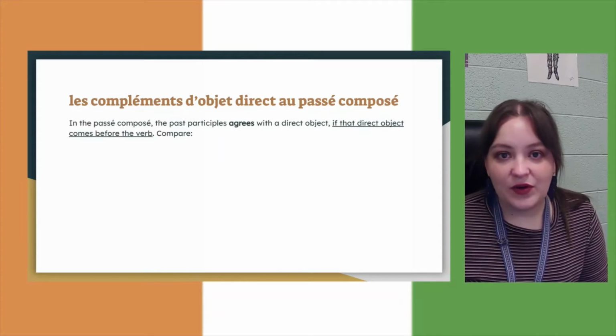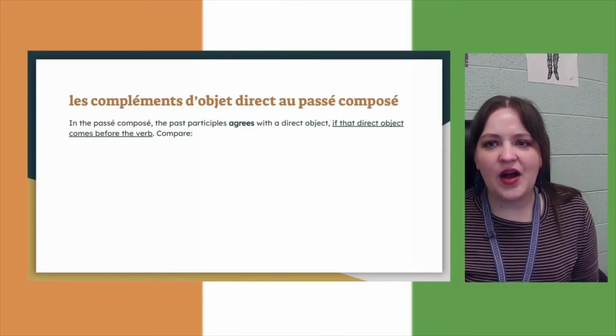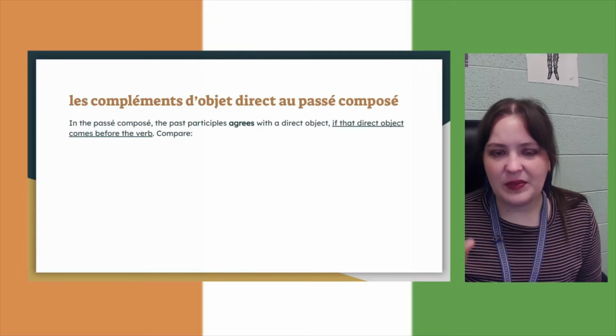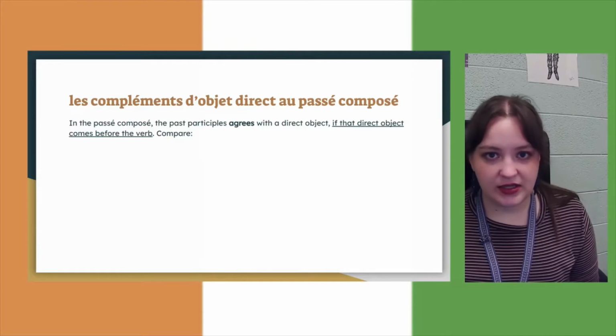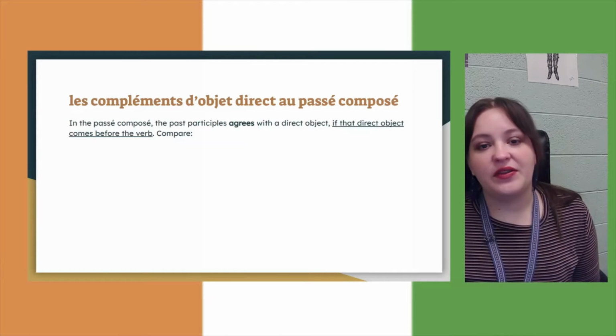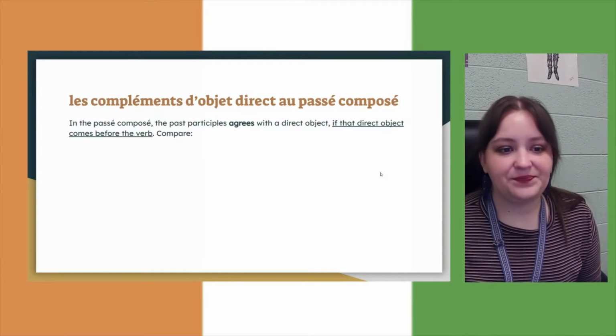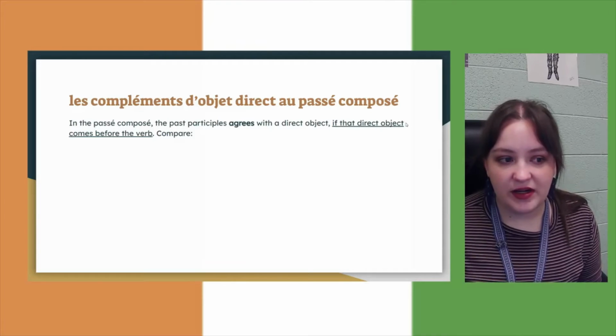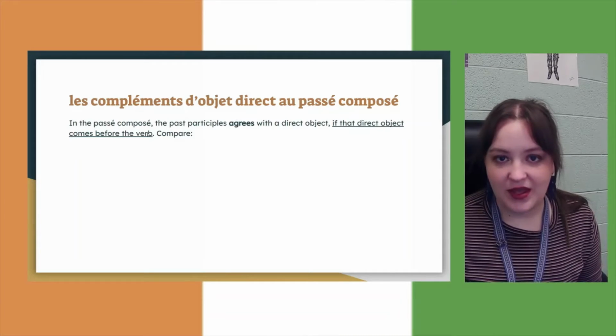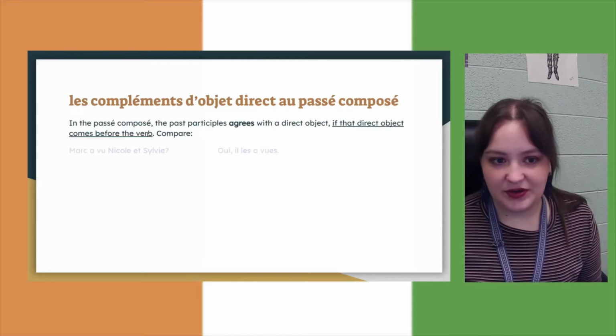So there's something weird that happens. You know how in the Vandertramps, the past participle agrees in number and gender with the subject? Well, with direct object pronouns, the past participle agrees with the direct object if that direct object comes before the verb. Let me show you.